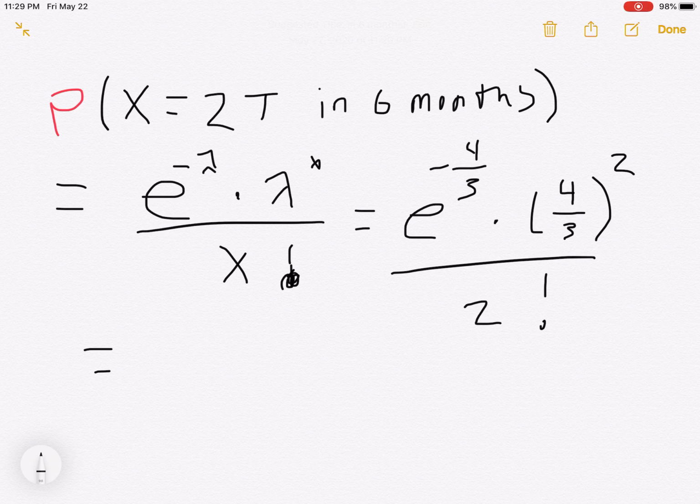And I believe we should get 0.234. So about a 23% chance that we'll see 2 tornadoes in 6 months. And it's a good thing that it went down because that intuitively makes sense. Okay, you have a smaller time frame to observe 2 tornadoes, so of course the probability should go down.